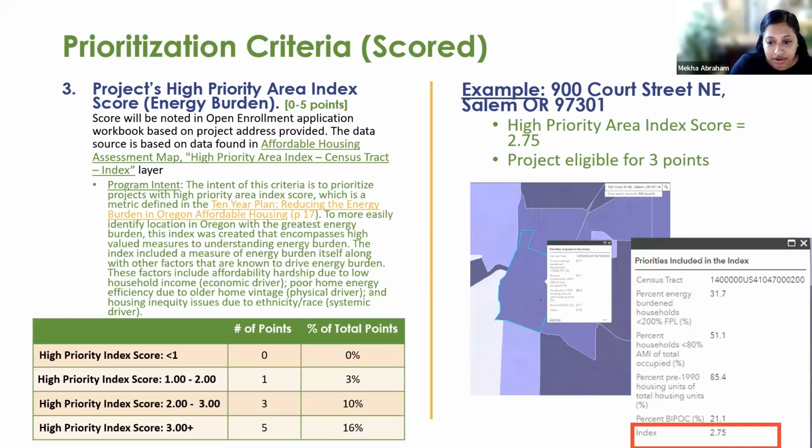is a systemic driver. So in this example, the property located in Salem is located in a census tract with a high priority area index score of 2.75. Comparing against the table, this project falls in the 2 to 3 range and is eligible for 3 points.